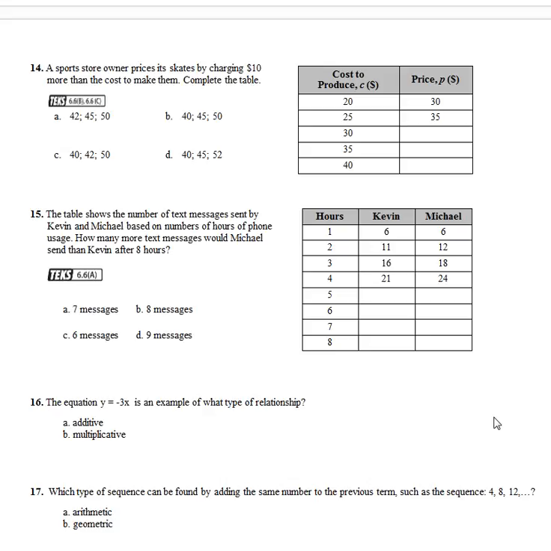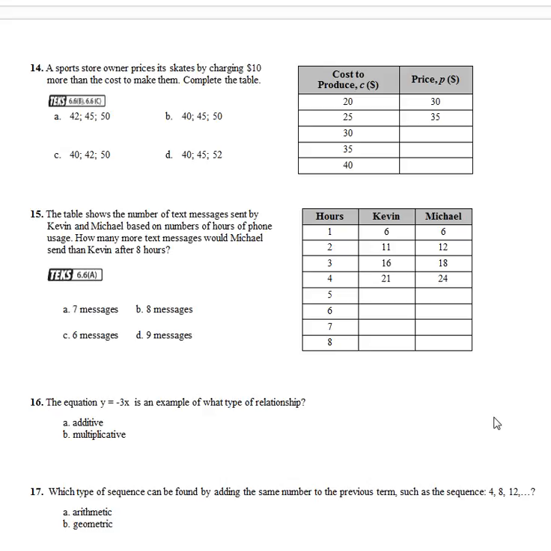Number 15. The table shows the number of text messages sent by Kevin and Michael based on number of hours of phone usage. How many more text messages would Michael send than Kevin after 8 hours? The top of the table reads hours, Kevin, Michael. A, 7 messages. B, 8 messages. C, 6 messages. D, 9 messages.